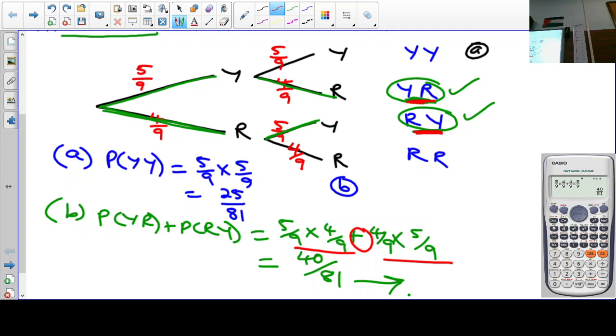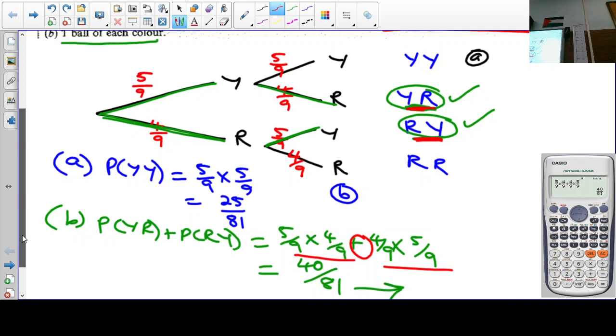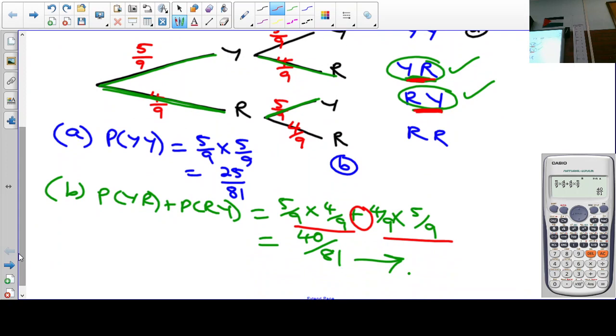So it's that one or that one. And remember, or you will always add. If it's and, you multiply. So we will add the probability of yellow and red to the probability of red and yellow. Anybody else? You all okay with this?